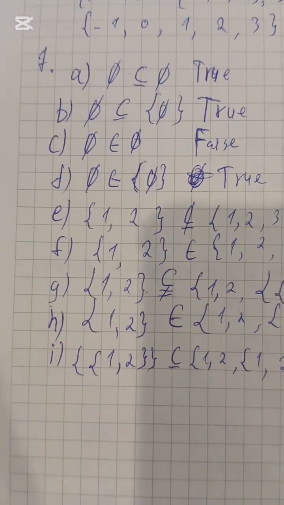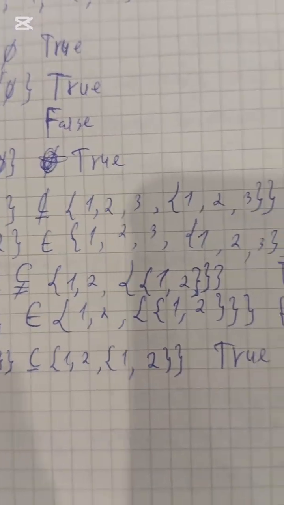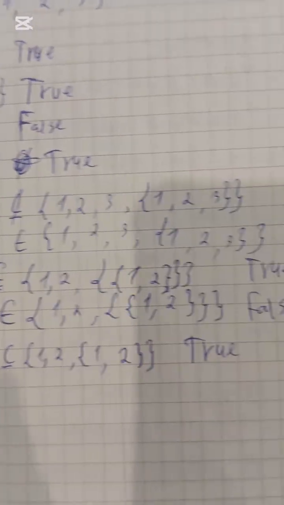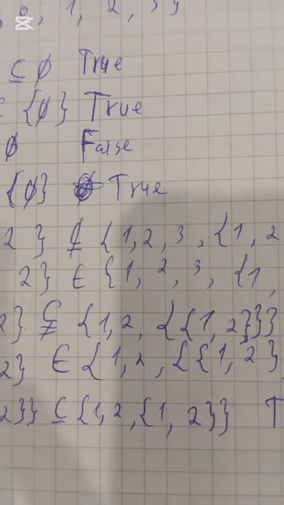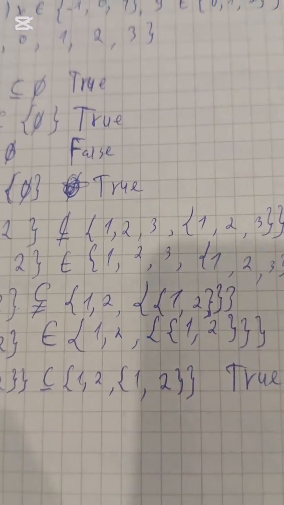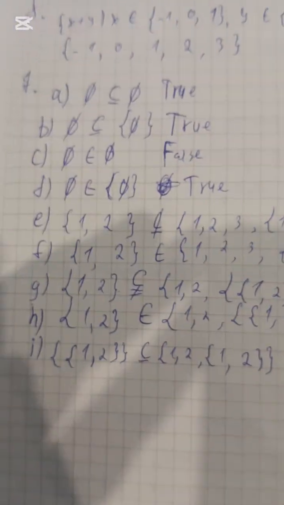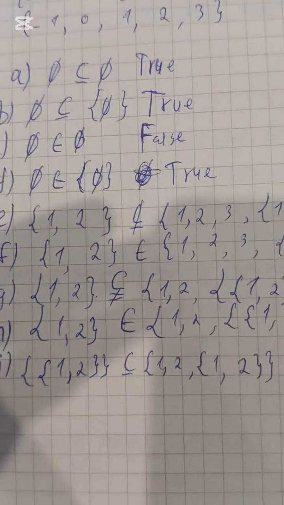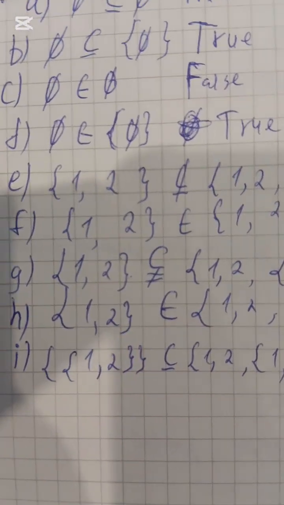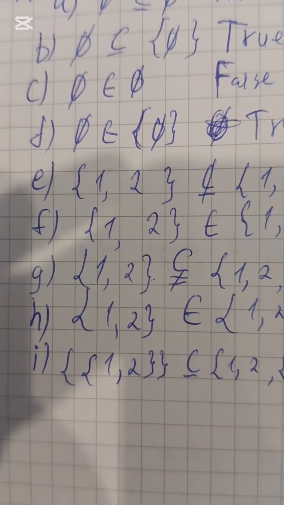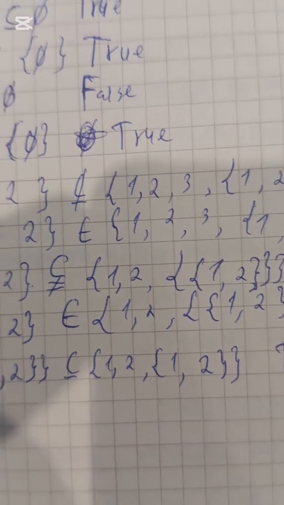Next is H. 1 and the set of 1 and 2 equivalent to this, and it's false because there is an extra 1 and 2 in the set. I is true because this subset of the set 1 and 2 is a subset of 1 and 2.